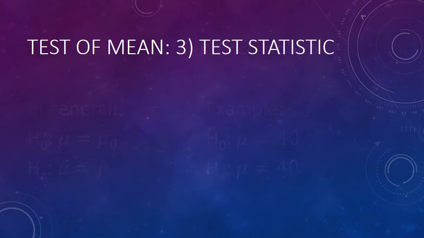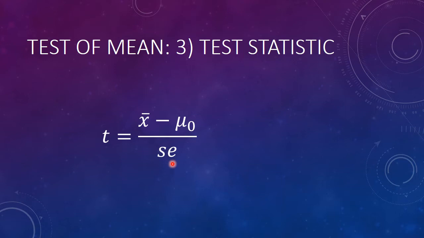Third, we need a test statistic. Recall that a test statistic is a standardized measure of the difference between our data and what we were expecting under the null hypothesis. The test statistic for a mean looks like this. Let's call it t, and it's the difference between the sample mean and the null hypothesis value, and we're going to divide it by the standard error so that we get a standardized result.